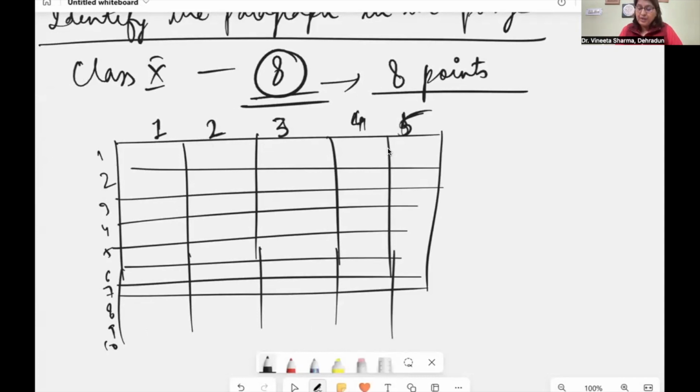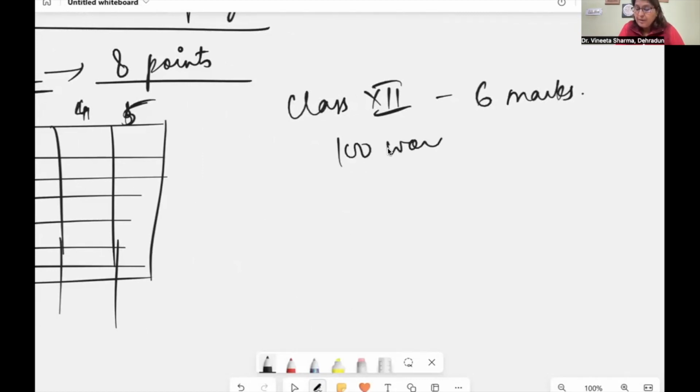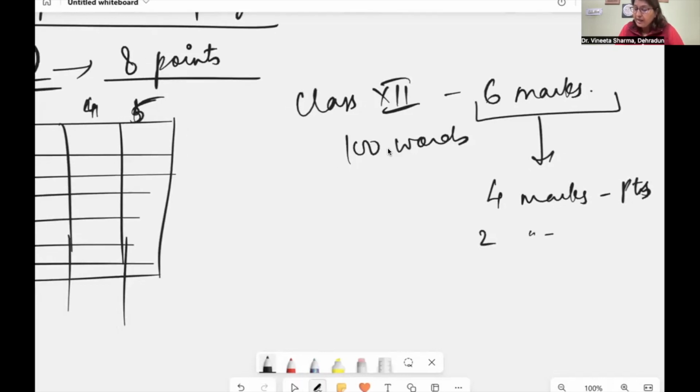Now for class 10, as I told you, your Pressy is for 8 marks. So it has to have 8 points. But for class 12, specifically, the Pressy is for 6 marks. All right. And how many words you have to write? 100 words. But please see how these 6 marks are divided. Here you have 4 marks for the content, meaning the points that you give, and 2 marks are there for linguistic ability. Linguistic ability is your expression. Now I'll tell you how these are done.